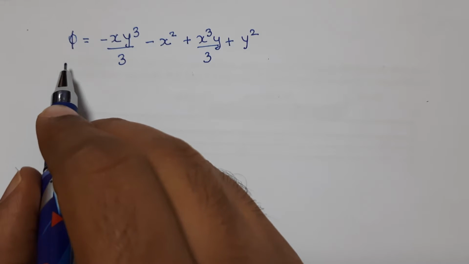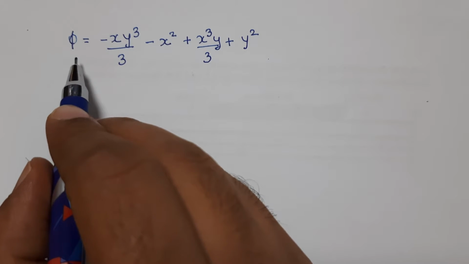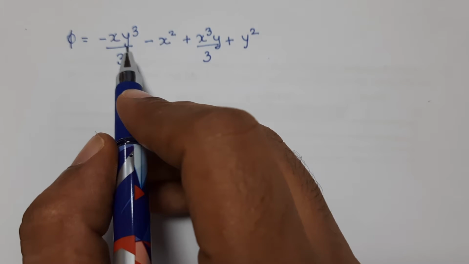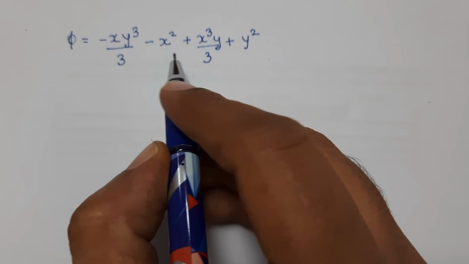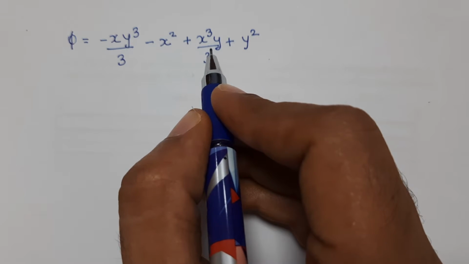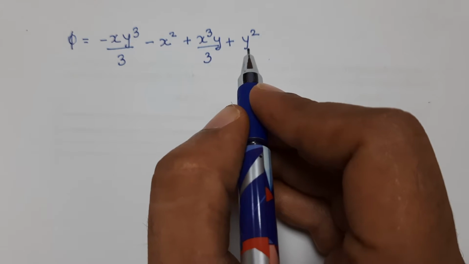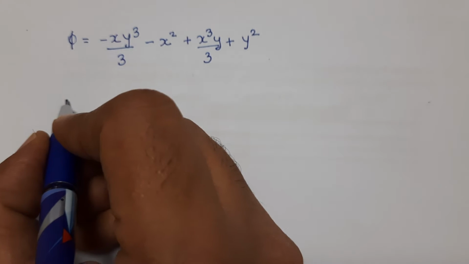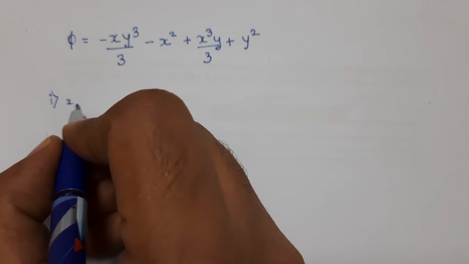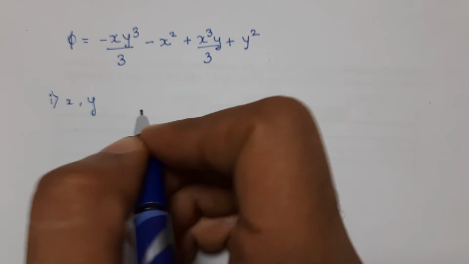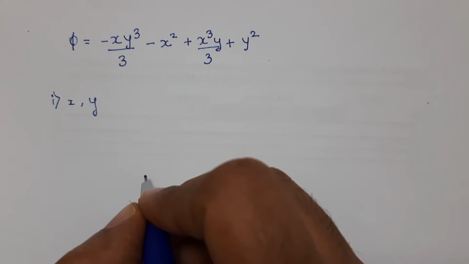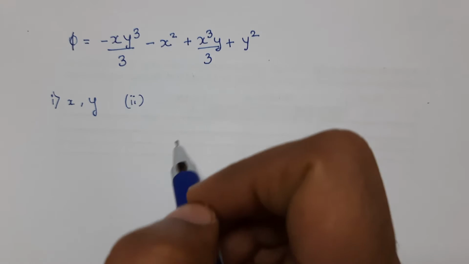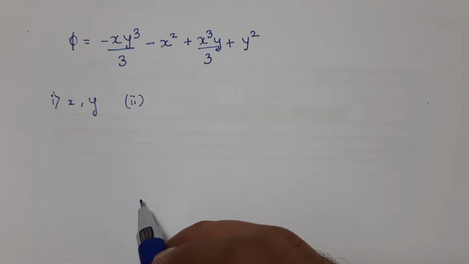So the velocity potential function phi is given here in this expression, that is minus x into y cube by 3 minus x square plus x cube into y by 3 plus y square. First and foremost, we have to find the velocity components in the x and y direction. And then we have to show that this velocity potential equation represents a possible case of flow.